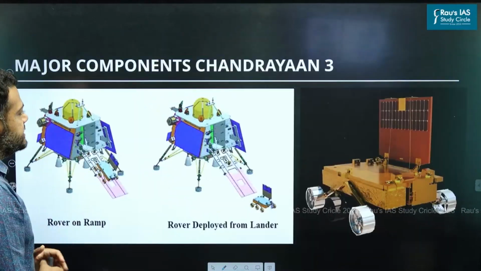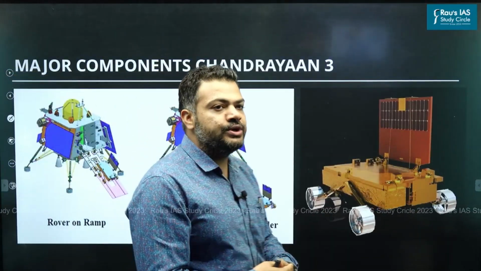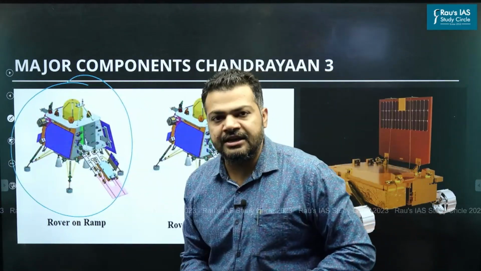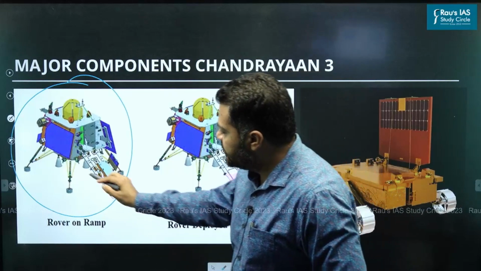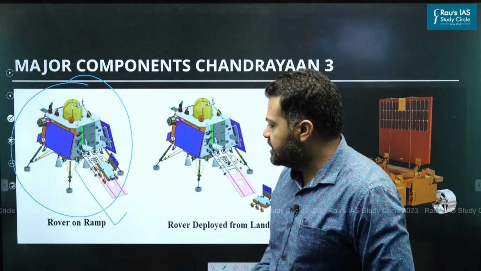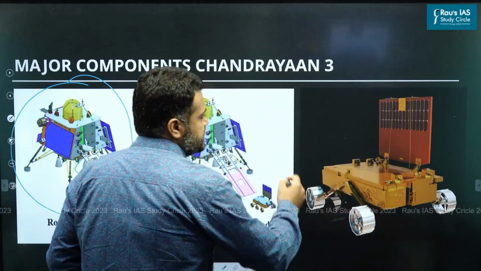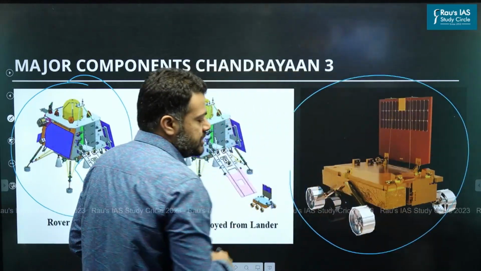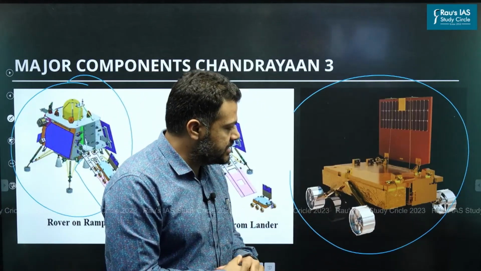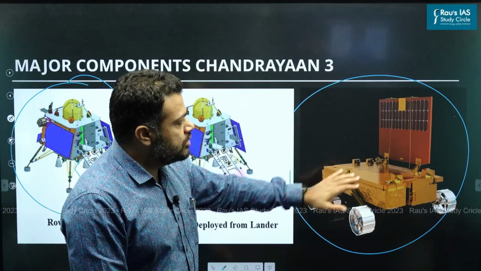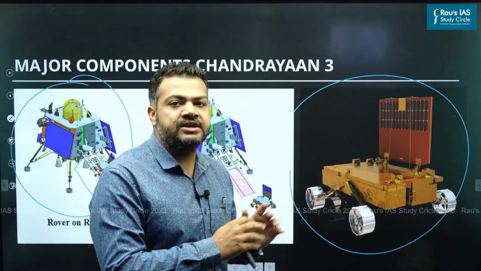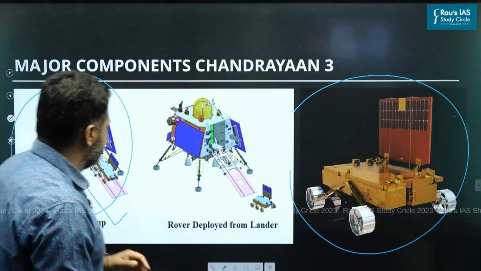All right, now this is the second part of the components. This is where we are seeing the entire landing module, and within the landing module you can easily notice the ramp opening and the rover moving out. Now this is a simple pictorial diagram of the rover. It is a six-legged rover. You can see the 6 legs of the Chandrayaan-3 rover here, and it is also equipped with a solar cell that will function as long as sunlight is received by this rover.